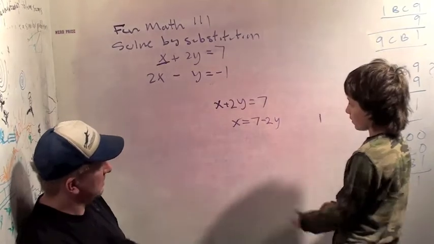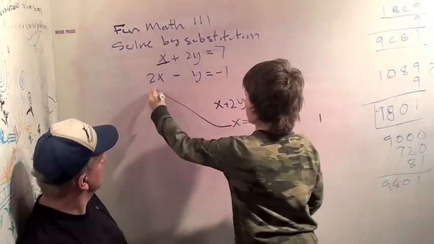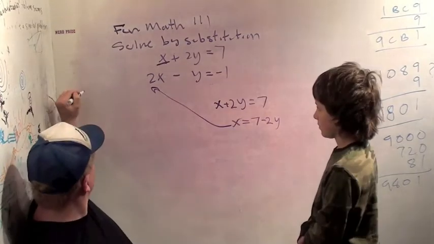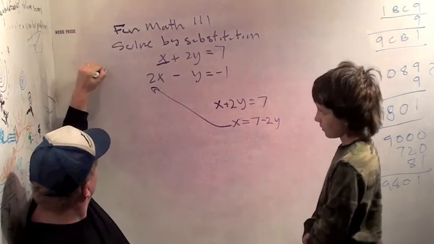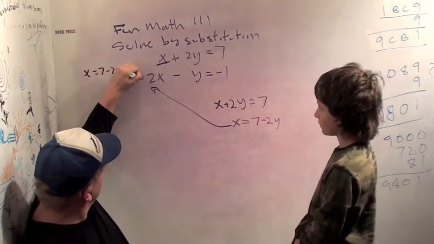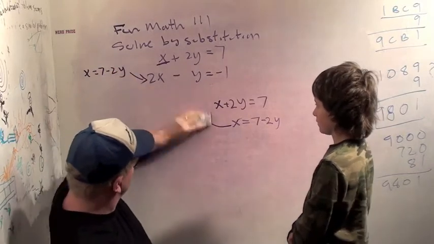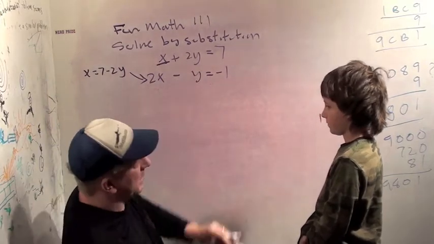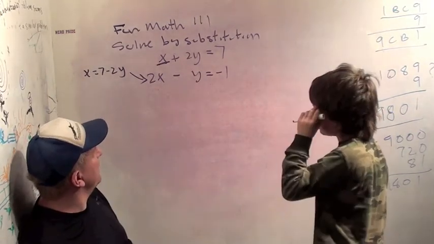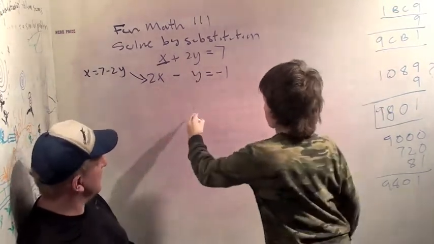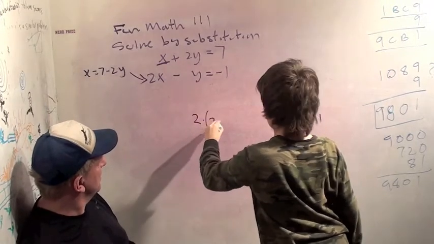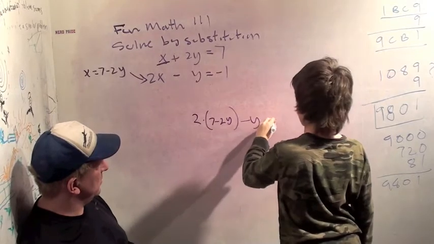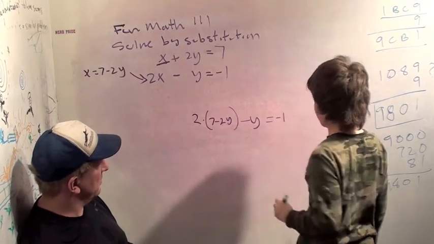What are we going to do with that? Now we substitute this in here. Let me give you a little bit of room. We're going to say x equals 7 minus 2y, and we're going to put that into this equation. What happens when I put x equals 7 minus 2y into that equation? 2 times 7 minus 2y, minus y, equals negative 1. Okay, great.